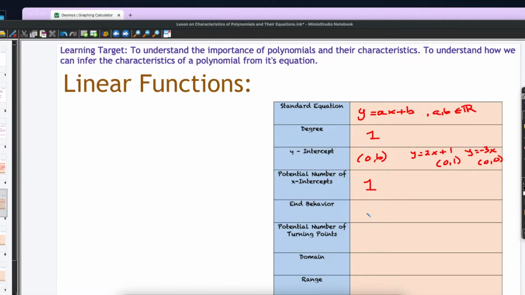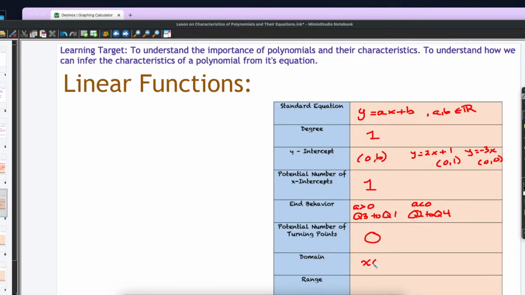In terms of the end behavior, like I said, a is what dictates that, right? So if a is greater than 0, the end behavior of the linear function will be an increasing function. It'll head from Q3 to Q1. And if a is less than 0, then this is a decreasing function, and it's coming down from Q2 over to Q4. So again, the lead coefficient is what's dictating it to you. In terms of the number of turning points, again, it's a linear function, so there are no turning points. It's never going to have any.